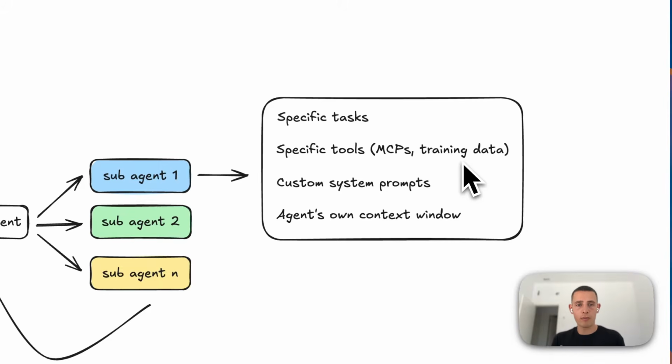It also has specific prompts. As you know, if you give huge prompts to an agent to try and do multiple things, it will get confused. Whereas with this, you can actually have specific system prompts per sub-agent. And then on top of that, each has its own context window.